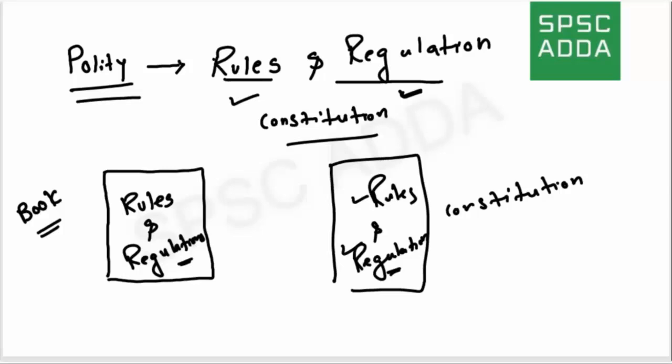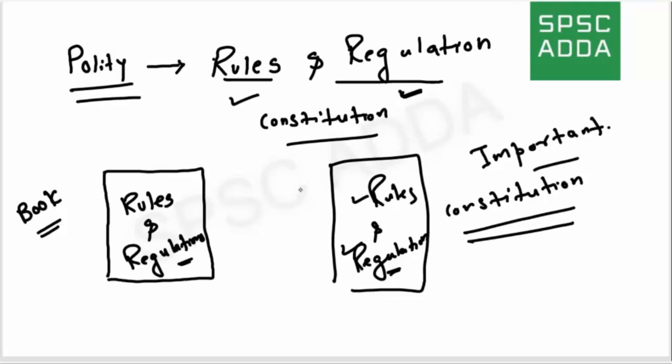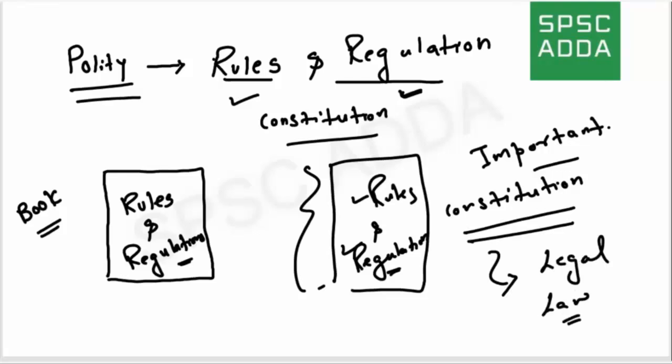For example, you are writing some rules and making them for the entire country. Nobody is going to listen to those rules, and nobody is going to abide by them. The constitution is considered the most important thing in our nation because it consists of rules and regulations, and the entire nation has agreed that we will abide by this constitution. And this constitution is formed by legal law. So that is why the constitution is important.